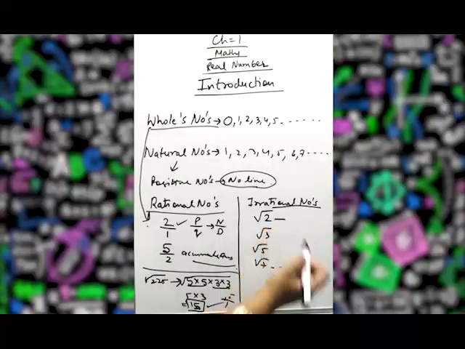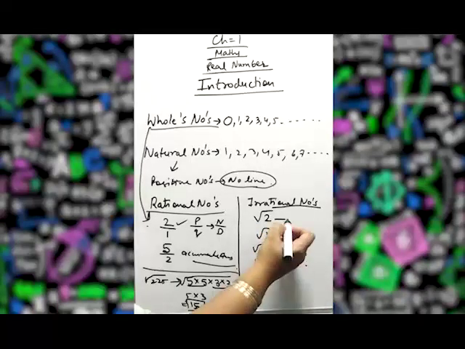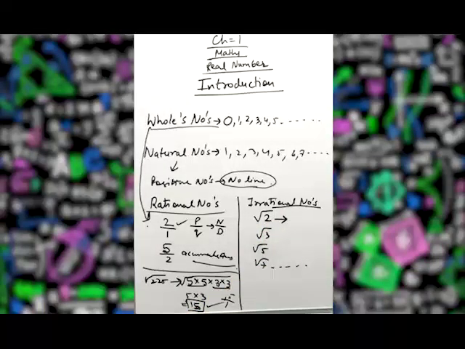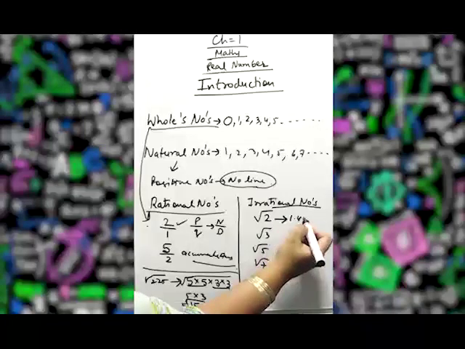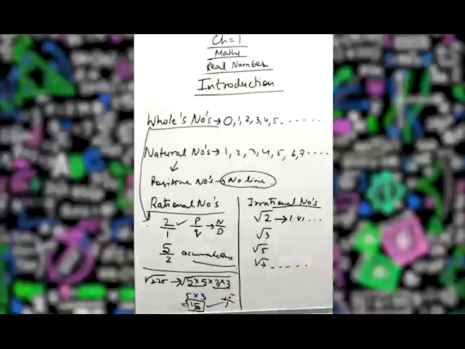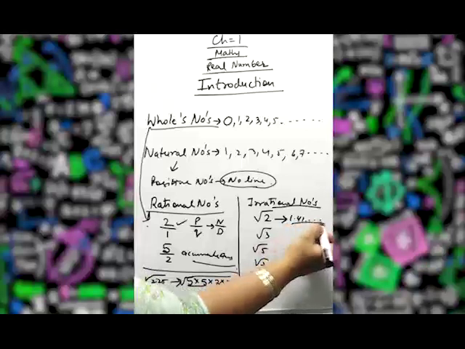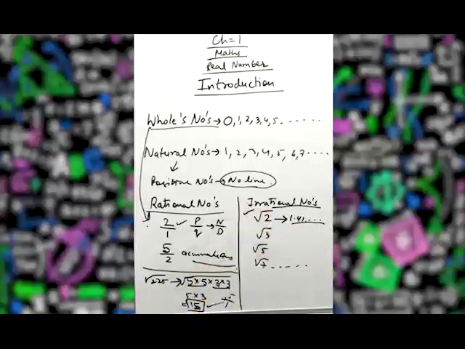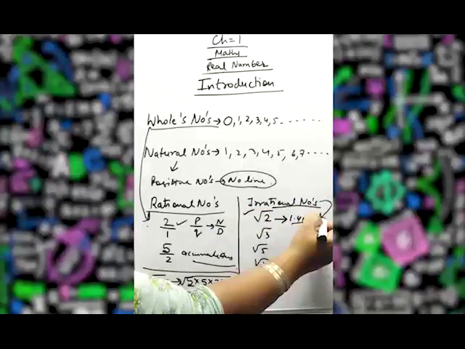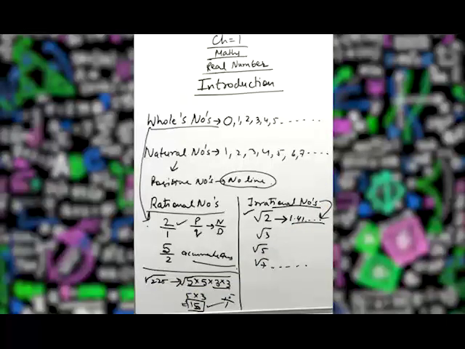But I cannot solve under root 2. If I try to solve it by long division, I will get 1.41 and so on. I will not get an accurate answer, so I will count it in the group of irrational numbers.